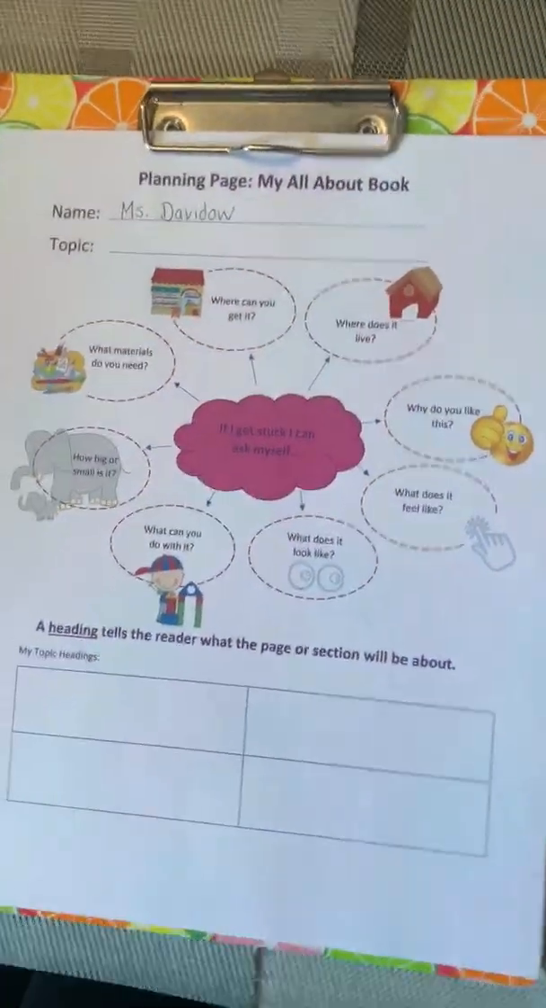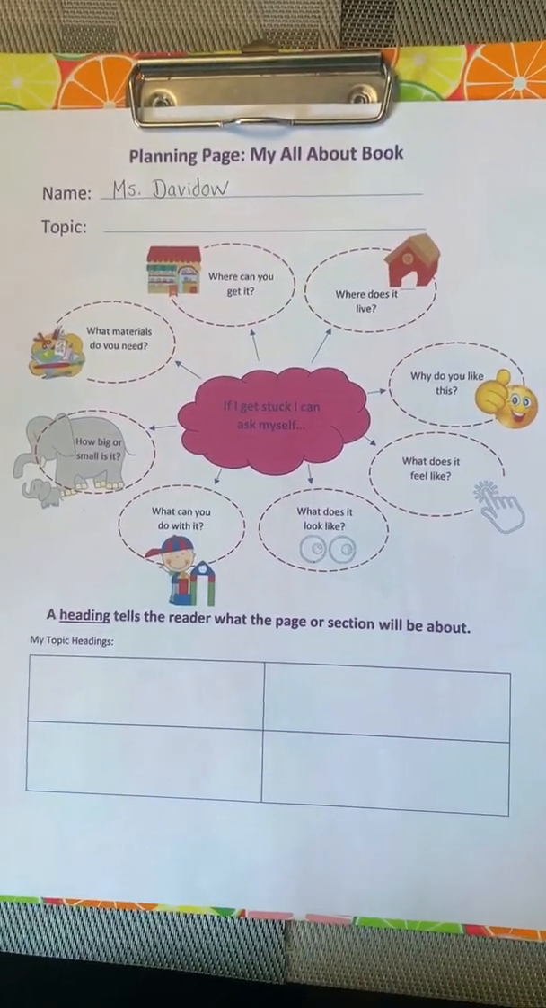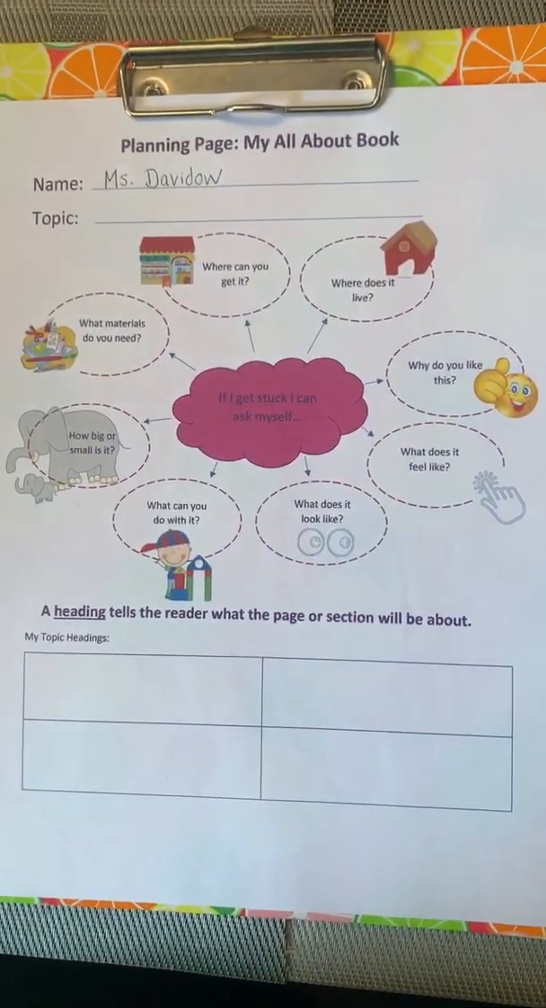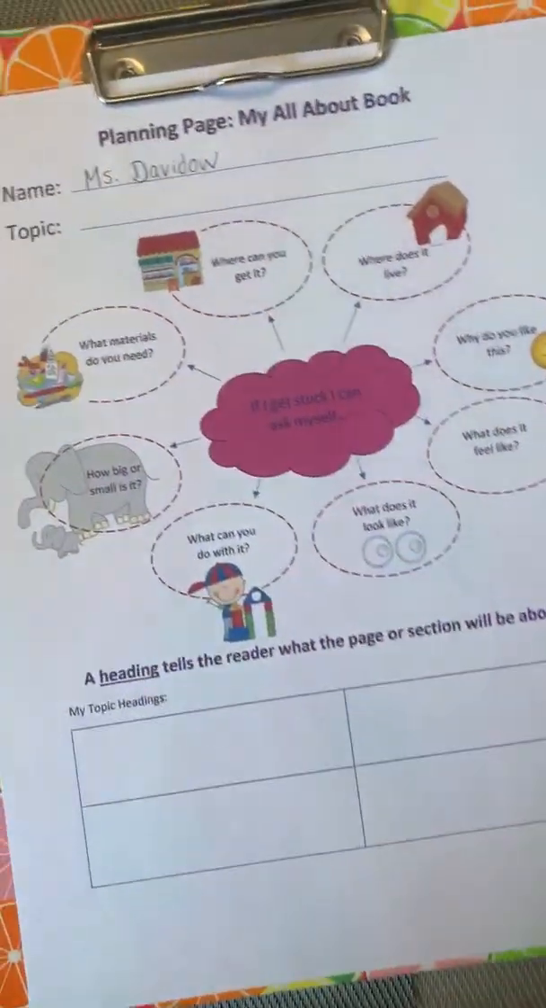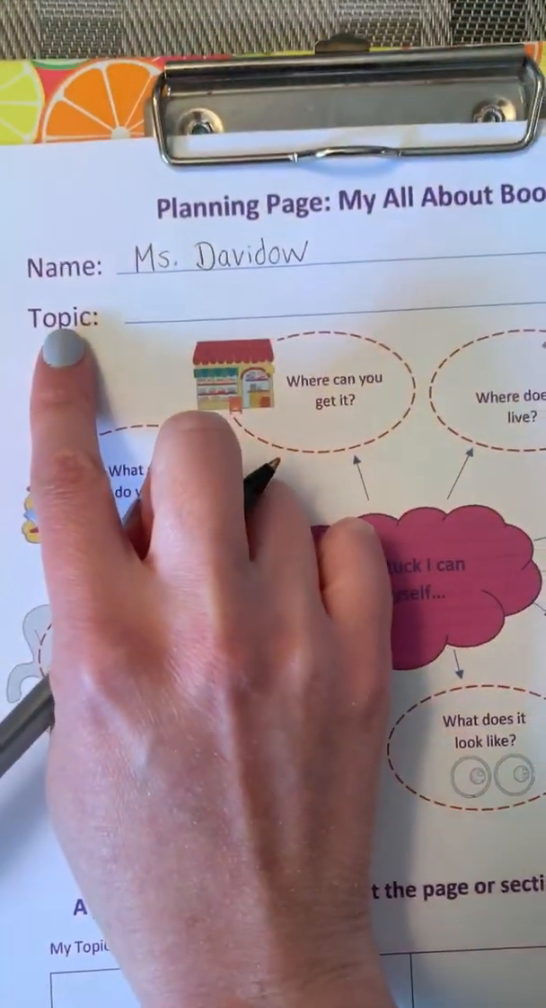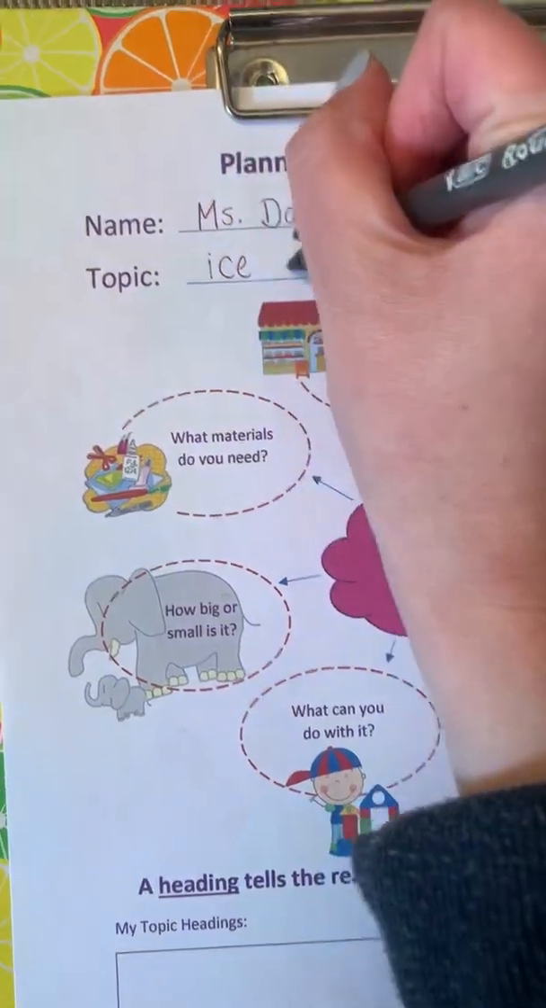So today, this is what your worksheet looks like. Your job is that today we're going to be brainstorming some headings that have to do with our topic. So reminder, my topic is ice cream. Your topic might be something different that you know a lot about. So on this line where I ask what my topic is, I'm going to write ice cream.